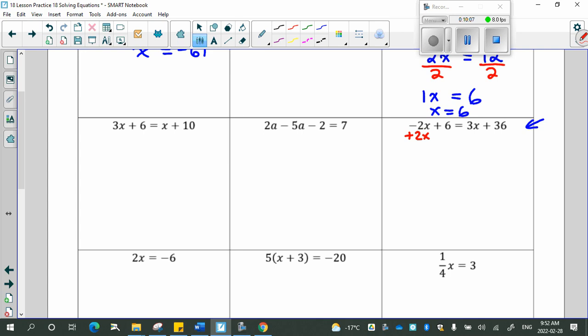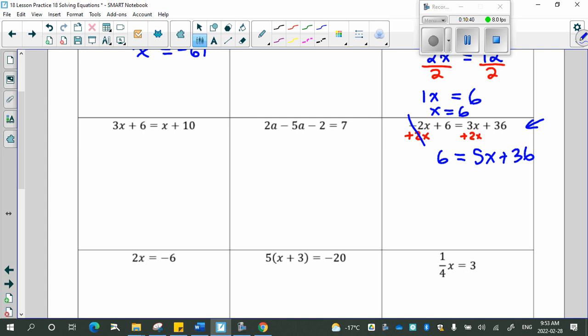Do you agree? But whatever I do to one side, I do to the other, and I want to line it up with the x's. So I'm adding 2x to both sides. Now I want to show that I know this is a zero pair, so I'm crossing it off. So what's left on this side is just 6 now. On this side, 5x plus 36.